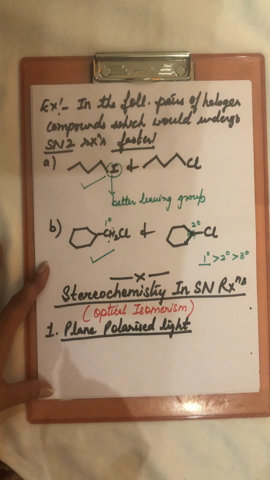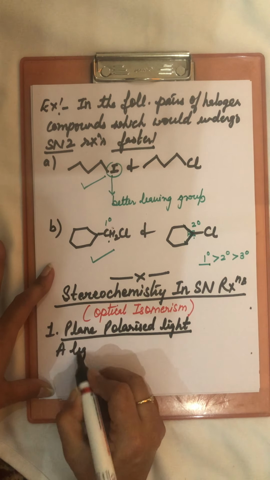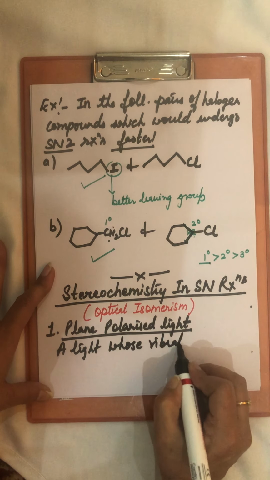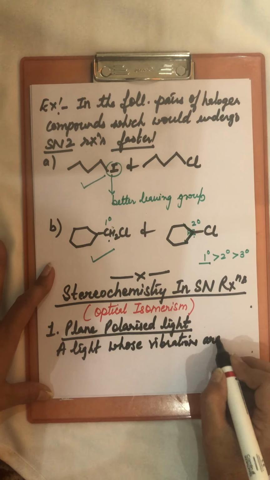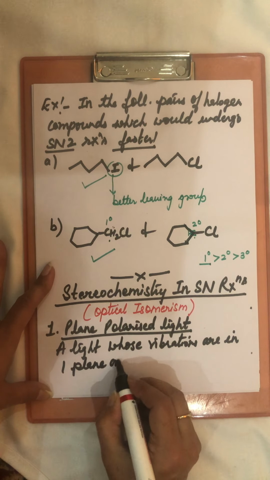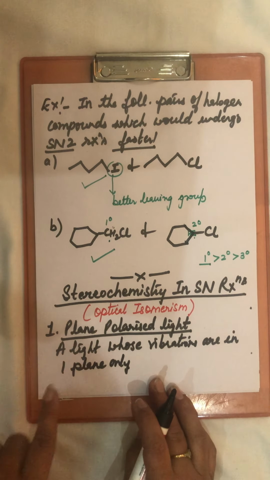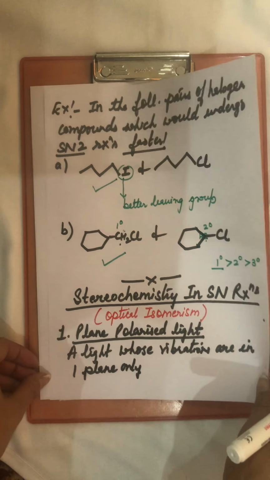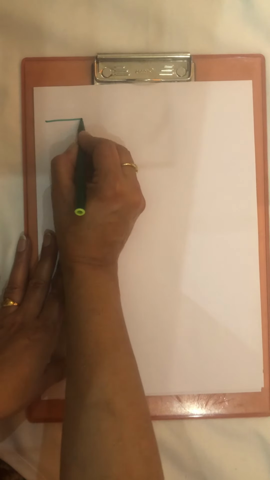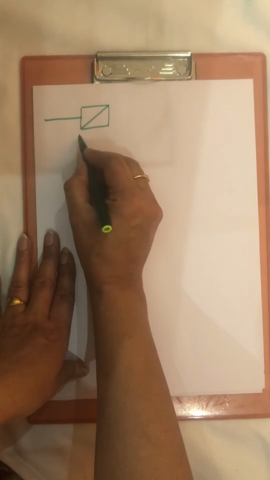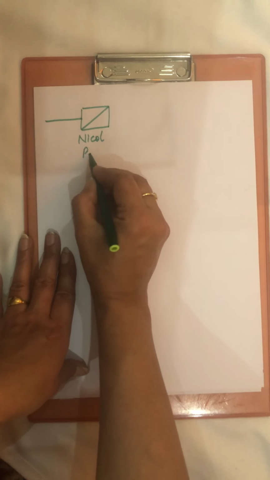What is plane polarized light? A light whose vibrations are in one plane only. They are only in one plane. That light is known as plane polarized light. And how do we get this kind of plane polarized light? For that, we are taking ordinary light, and this we have to pass through a Nicol prism.